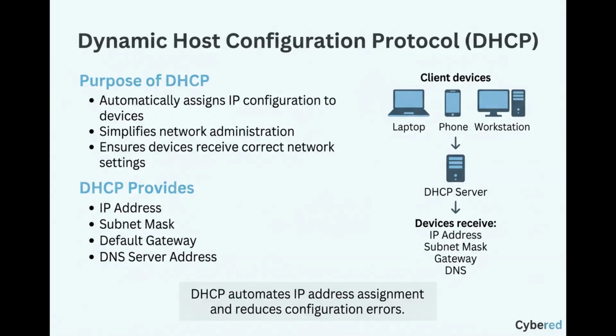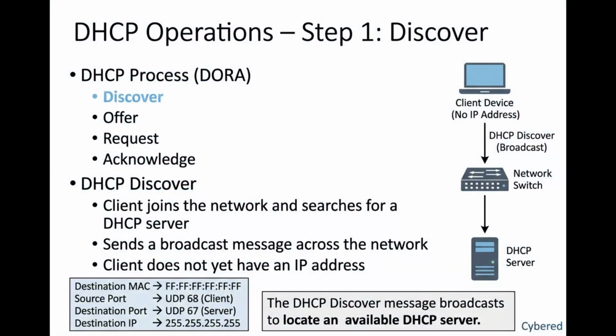This feature is particularly useful in small networks or branch offices, where deploying a dedicated DHCP server may not be necessary. When a device connects to a network, it automatically looks for a DHCP server to obtain an IP configuration. The DHCP server assigns an IP address lease, which is valid for a specific period of time. The DHCP process follows 4 main steps, often remembered as DORA.